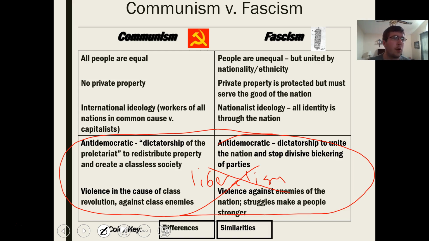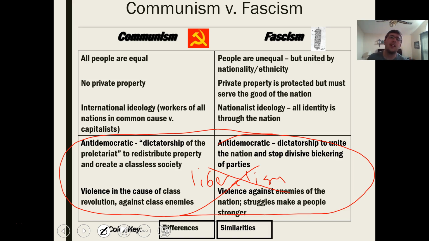Communism has no private property. You don't own that; the government owns it. In fascism, you own it, but it has to be used in such a way that it helps the state. In communism, there is no place for nationalism because it's all about the workers rising up against those with power and money, the bourgeoisie. So it's an international ideology. Workers of all nations are in common cause against the capitalists, the ones with money. Whereas fascism is all nationalistic. It is you against everybody else. Your identity is through your participation in the nation.